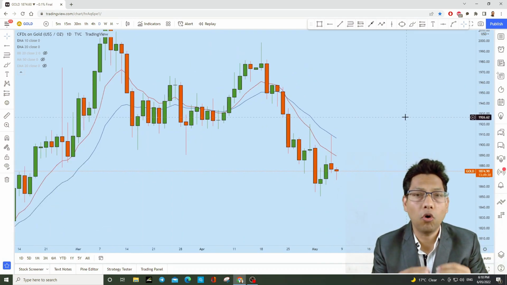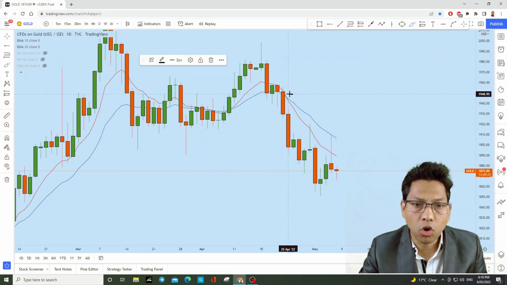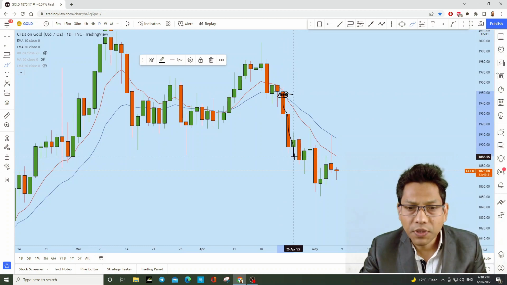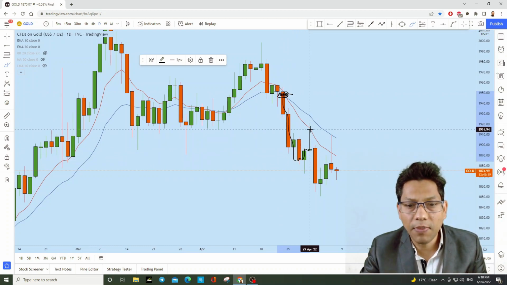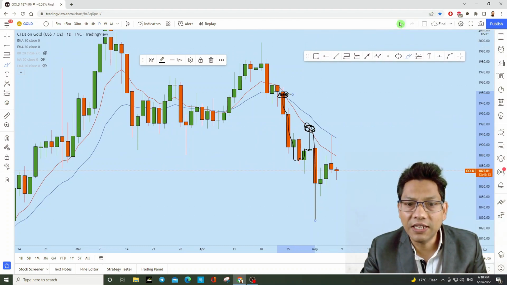See the power of this concept. You see gold on the daily time frame, there has been a crossover here, 20 period and 10 period, and the price broke down, and then slowly went above, okay, tested this 10 period and then broke down again, and finally what happens, see, the price did the same.